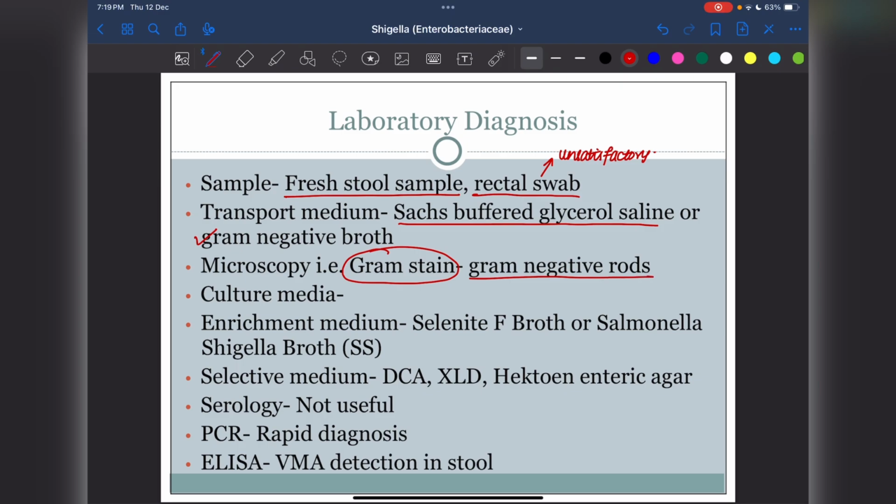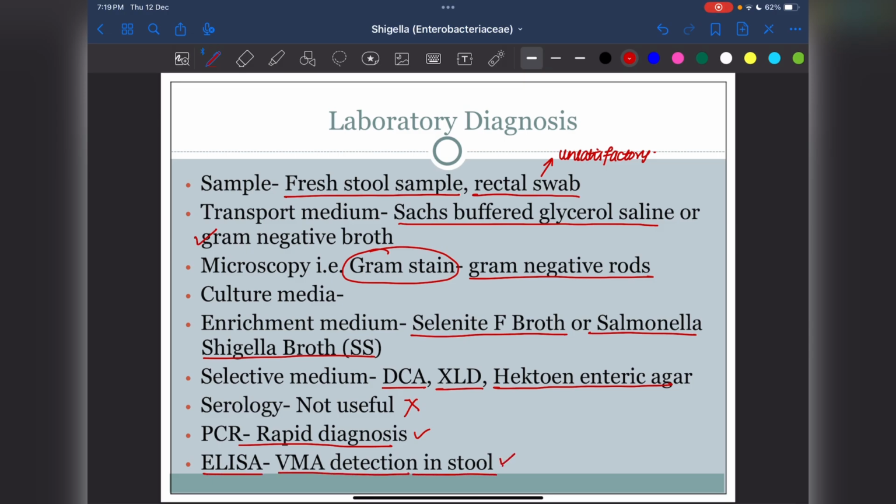In culture media, there is enrichment medium, that is selenite F broth or Salmonella Shigella agar, as we have already discussed. Selective media: DCA, XLD, and Hektoen enteric agar. Once again, I'll repeat: DCA is deoxycholate citrate agar, XLD is xylose lysine deoxycholate agar, and Hektoen enteric agar. Serology is not useful in this case. PCR can be used for rapid diagnosis, and ELISA is used to detect proteins.